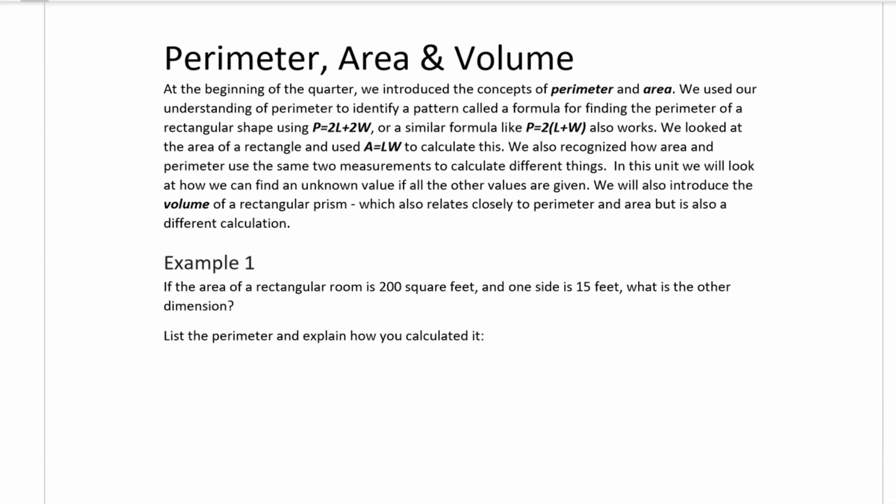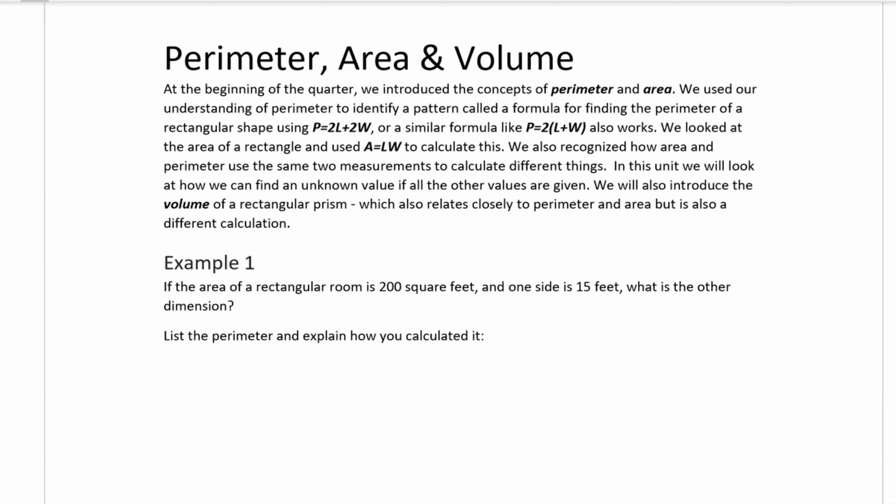Today we're going to be talking about perimeter, area, and volume. At the beginning of the quarter, we introduced the concepts of perimeter and area. We used our understanding of perimeter to identify a pattern called a formula for finding the perimeter of a rectangular shape using the equation P equals 2L plus 2W, or a similar formula like P equals 2 times (L plus W) also works. In these formulas, P is the perimeter, L is the length, and W is the width.